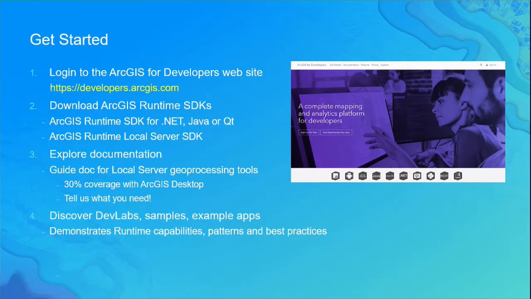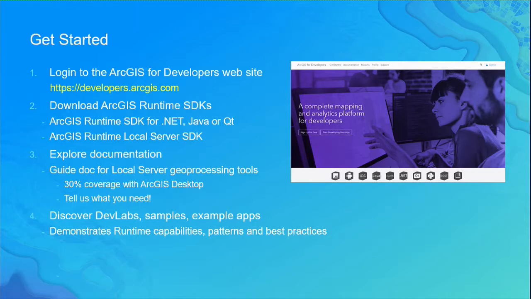There's a great amount of documentation out there on the developer site too. So step 3 here is explore that documentation. There's a set of guide docs, and one of the most important parts is a guide doc that highlights the geoprocessing tools that are available. We get about 30% coverage of all the geoprocessing tools that are in desktop today. At this stage, we can change that. So if there are additional tools that you need, we can light those up. We just need some feedback to indicate what those are.